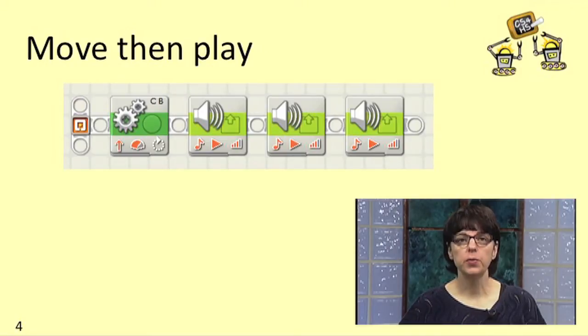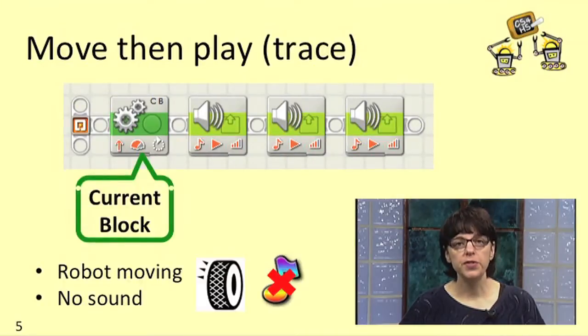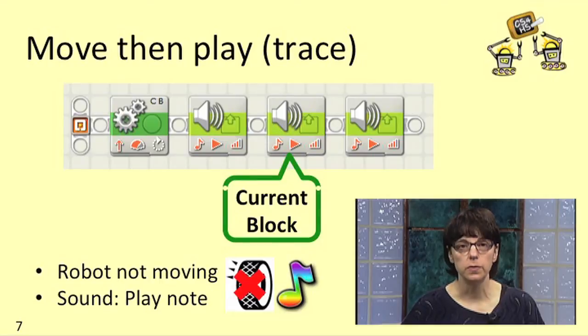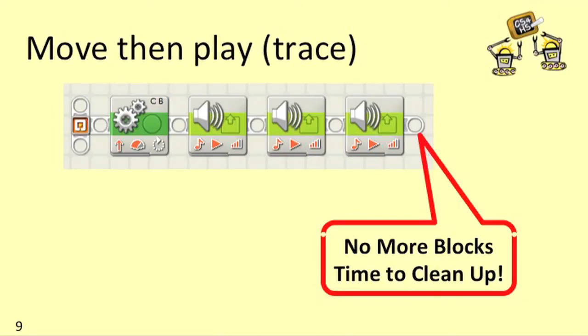But this code that we just wrote won't move and play the music at the same time, right? Let's trace it. We start with the move block and stay there until the wheels have moved 180 degrees. But then the wheels stop moving. We've moved, but we didn't play anything. It's only when we go on to the next 3 blocks that we play the musical notes. But while we're playing the notes, the robot isn't moving. And then we're done the program.